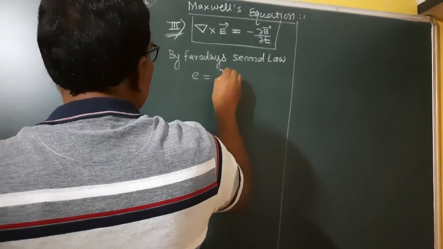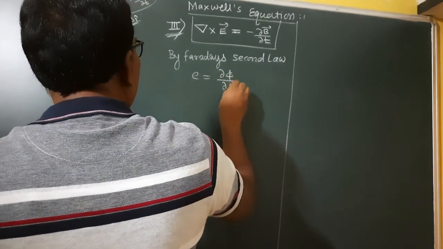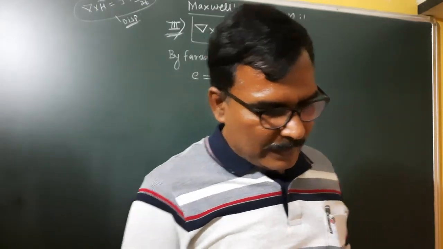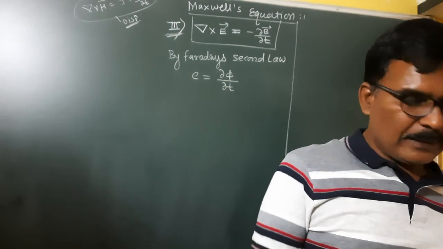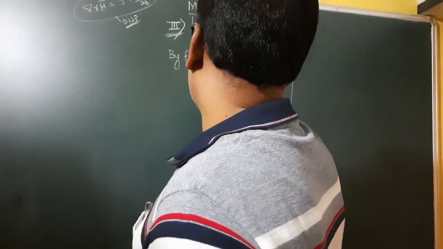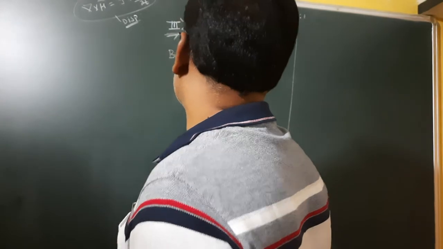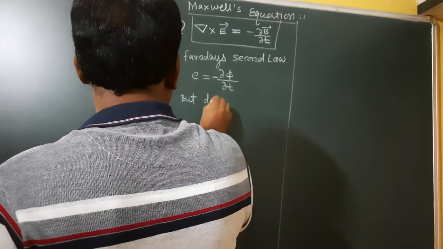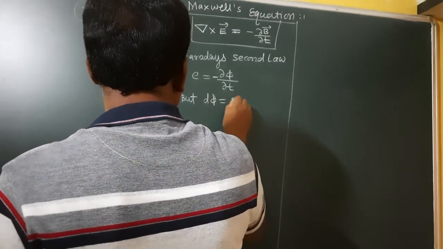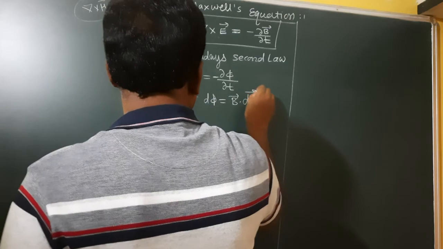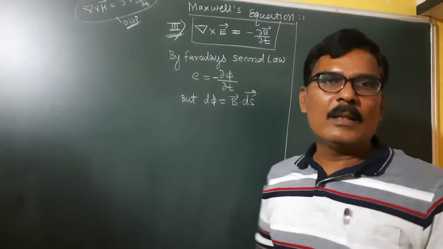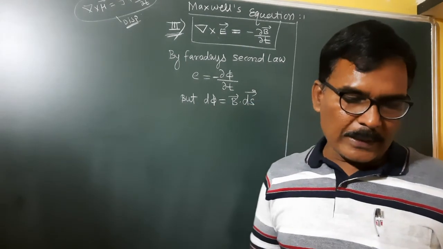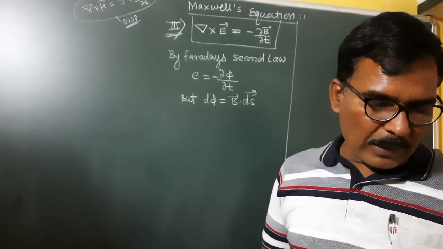Here we have to say that by Faraday's second law E is equal to d phi by dt, with a minus sign, minus d phi by dt. By Lenz's law, the negative sign indicates that the direction is opposite. But d phi is equal to B bar dot dS bar. Phi is the magnetic flux. Magnetic flux is the product of the magnetic induction and the surface area. That is d phi is equal to B bar dot dS bar.